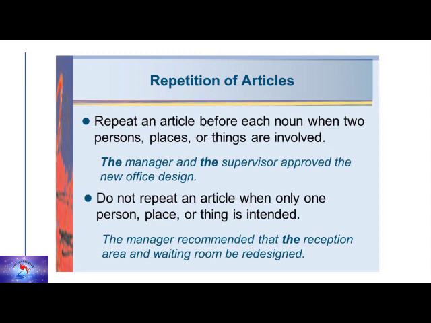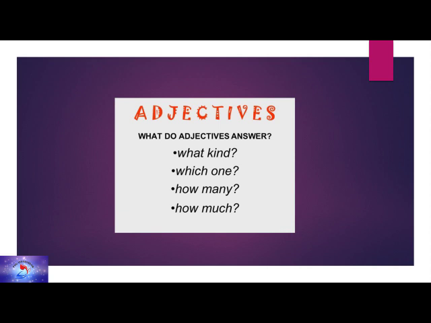Do not repeat an article when only one person, place or thing is intended. So if you are going to talk about or discuss only one person, only one place, or only one thing, in that case you will not use this repetition. You will not repeat the article. The manager recommended that the reception area and waiting room be redesigned. Here we don't need to repeat the article. So now in the next part of this video, we are going to learn about adjectives.